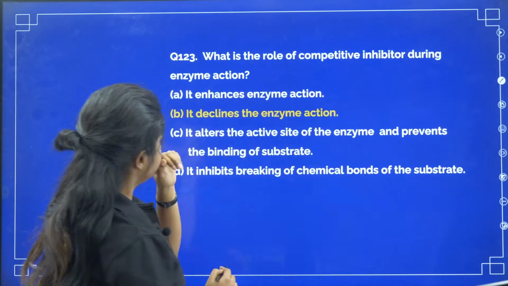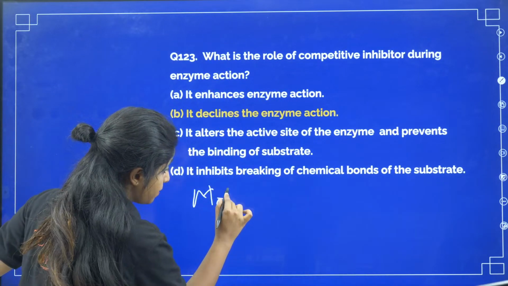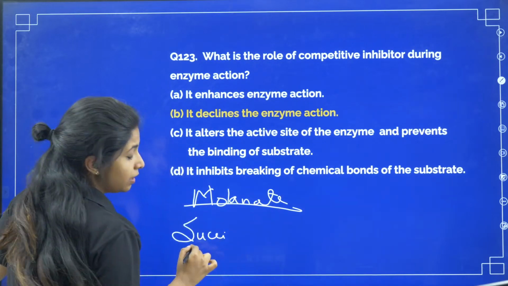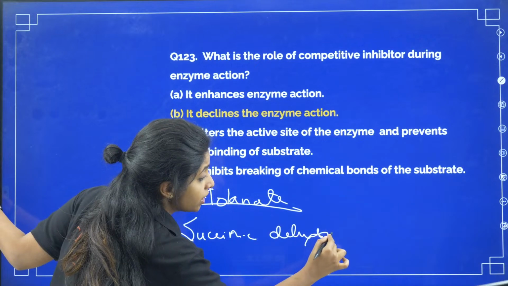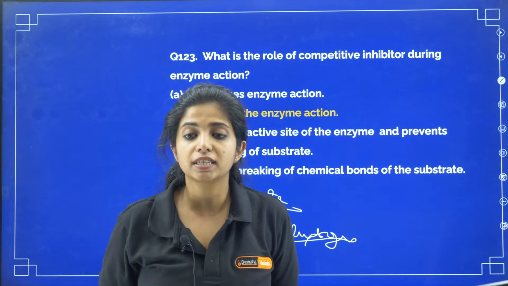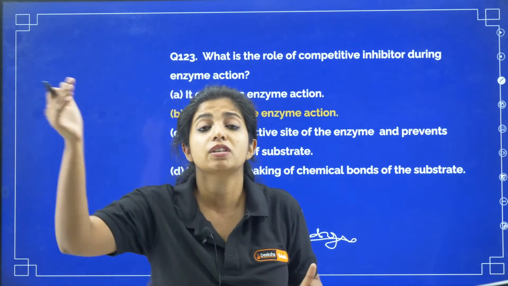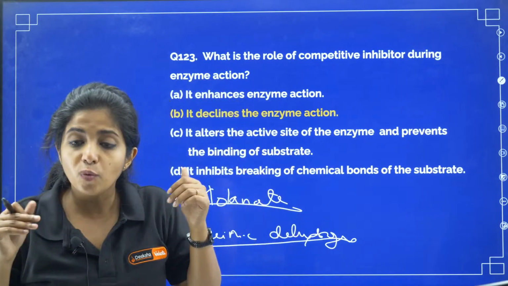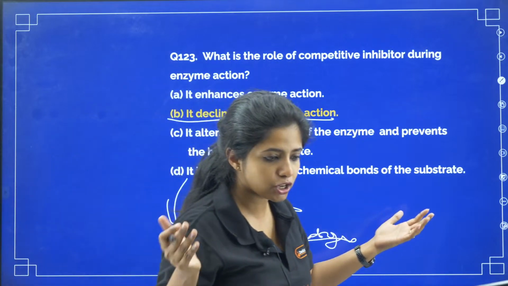What is the role of a competitive inhibitor during enzyme action? Always remember, one famous competitive inhibitor is malonate. Malonate acts on succinic dehydrogenase. There is an enzyme that is succinic dehydrogenase, and malonate acts as a competitive inhibitor in that case. What happens? Basically, malonate comes and tries to attach to the active site instead of the substrate, and does not allow the substrate to attach to it. So this is known as competitive inhibition. Obviously, it declines the enzyme action.